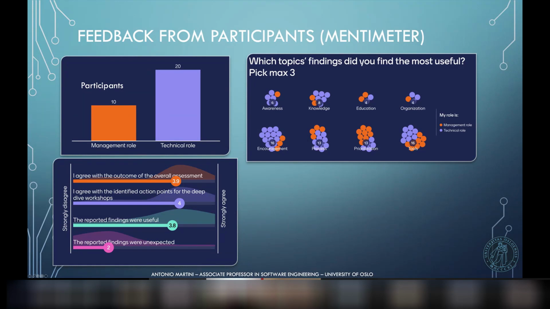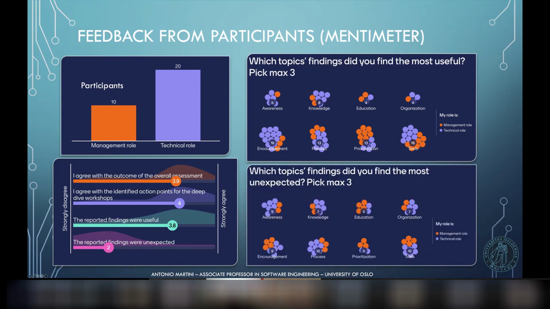Then we identified also what topics were the most useful. We see that encouragement was one of the most useful, the tools and prioritization and processes. But in general, you can see that all of them had someone who actually appreciated them. We also asked about the unexpected, but as we see here, the unexpected were not that many.